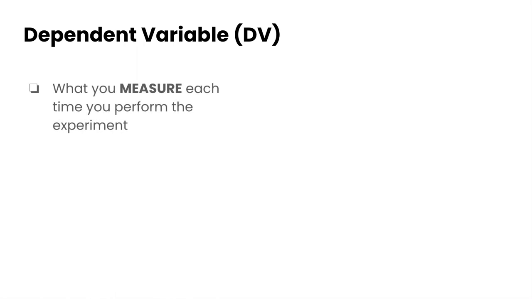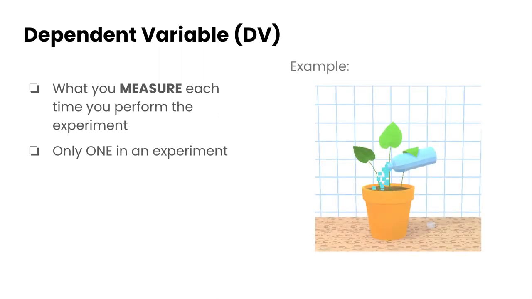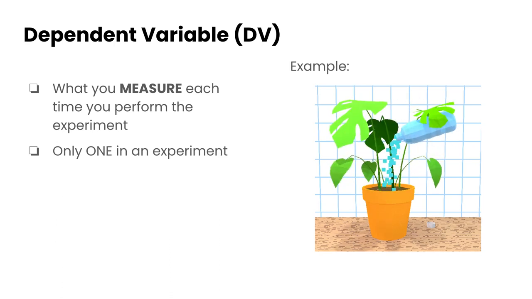The dependent variable, or DV, is what we measure each time we perform the experiment. And again, we can have only one in an experiment. If we are measuring more than one thing, it's not a very good experiment or scientific question that we've set up.